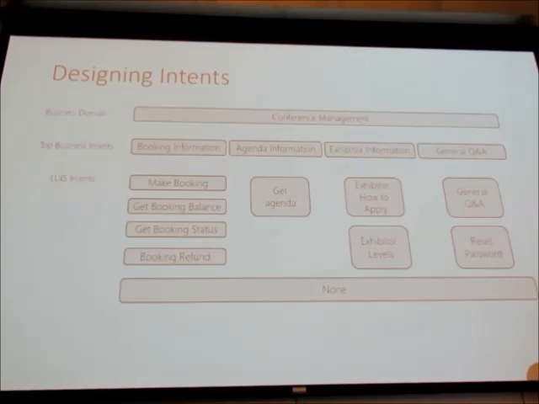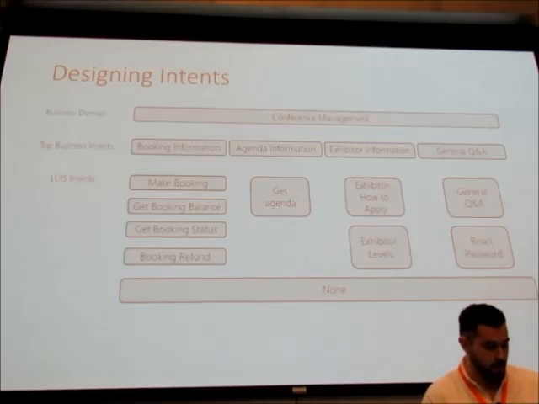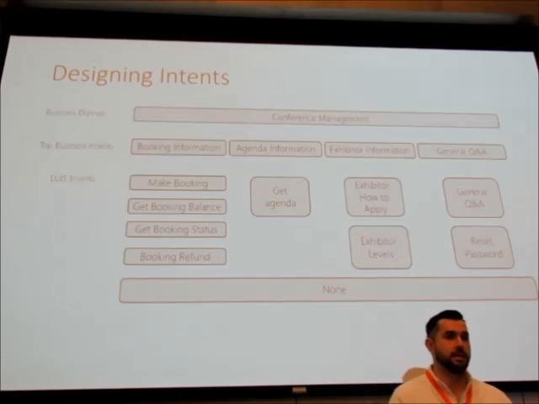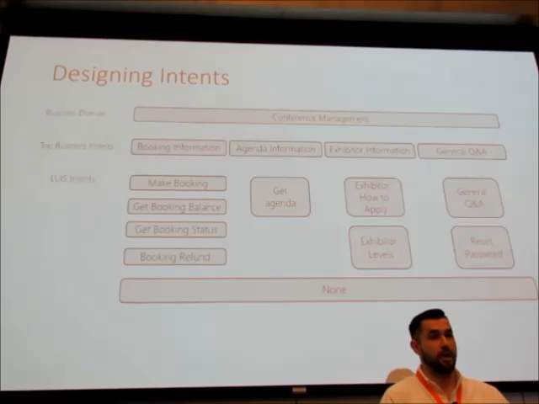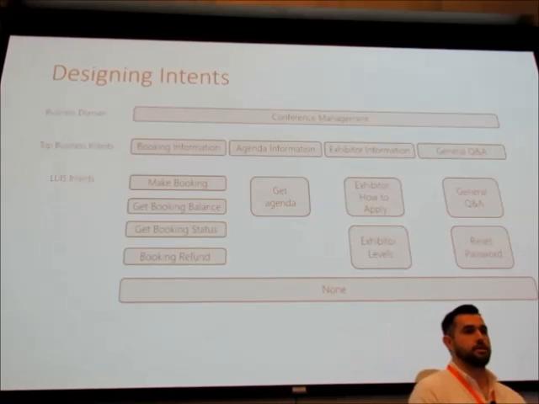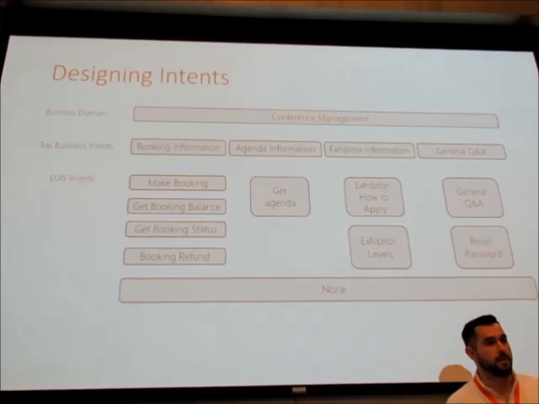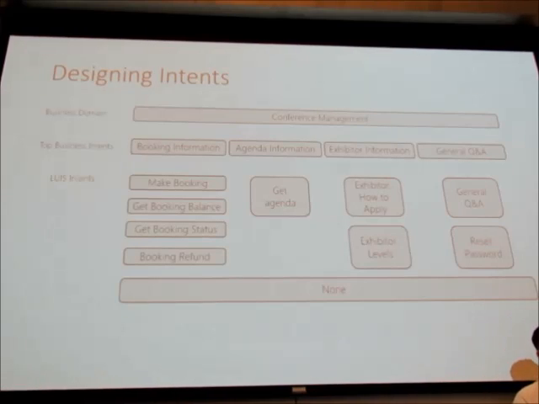So here's an example of an intent workflow. You have your business-level domain, so you have conference management, let's say we have an application. You have your top business intents. These aren't loose intents, these are something that's particular to the application. So we have booking information, general QA, and our application, our middleware, would understand what that is. And then we modeled our LUIS intents to get us there. So we want to make a booking, we want to reset our password, whatever it is, this is what we expect LUIS to return to us, as well as the none intent.